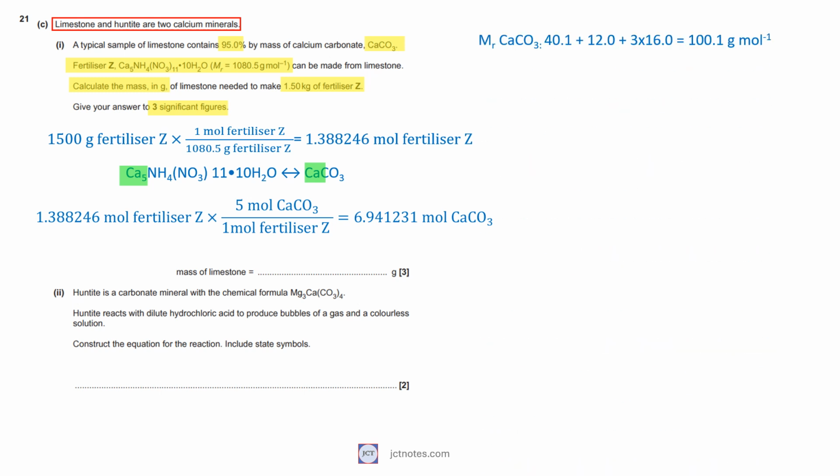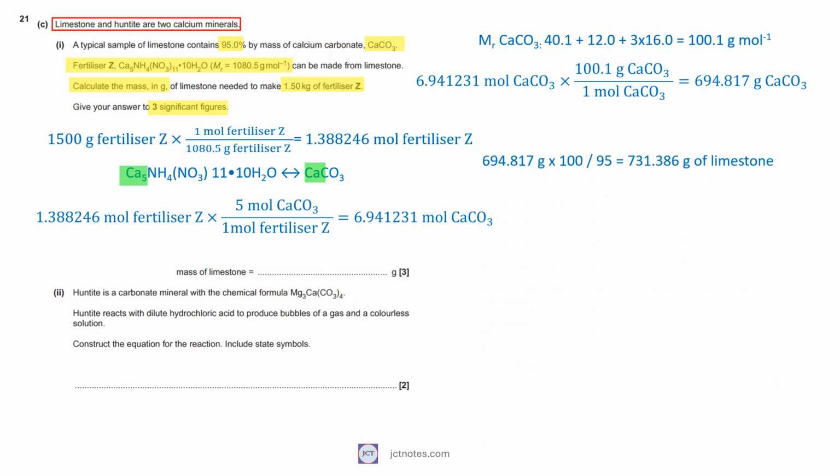Using the relative molecular mass of calcium carbonate, 100.1 grams per mole, we find that we need 694.817 grams of calcium carbonate. As the limestone contains 95% by mass of calcium carbonate, we need 731.386 grams of limestone. To three significant figures, 731 grams.